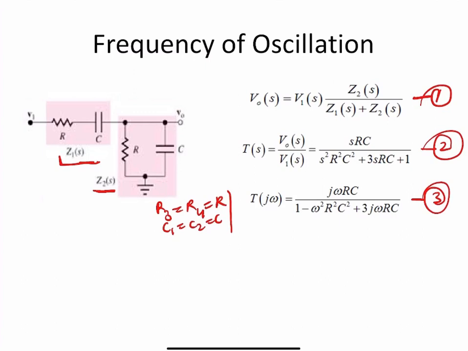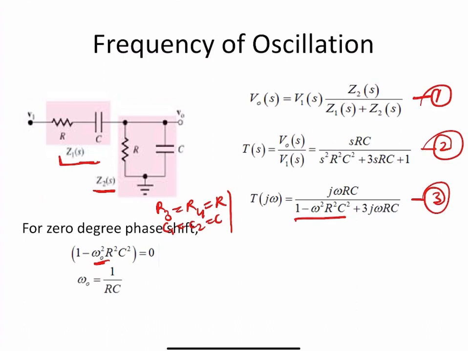Now to get the 0 degree phase shift, as we know the frequency determining network provides 0 degree phase shift for the sustained oscillation. To get 0 degree phase shift, put the value of 1 minus omega square R square C square equal to 0, but at this phase shift, the value of frequency will be the resonant frequency. It is denoted by omega naught here. You can see in this equation. And now find the value of omega naught, that is equal to 1 by RC. This is the resonant frequency which appears at 0 degree phase shift.